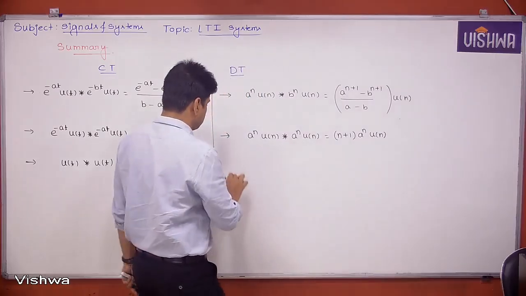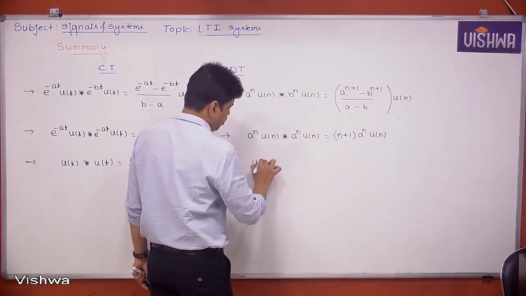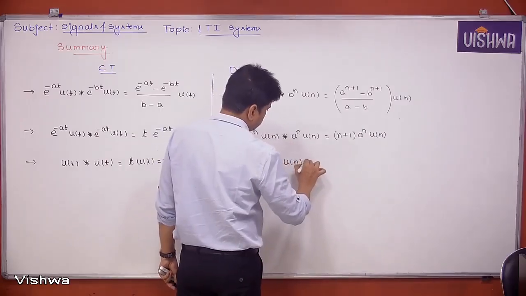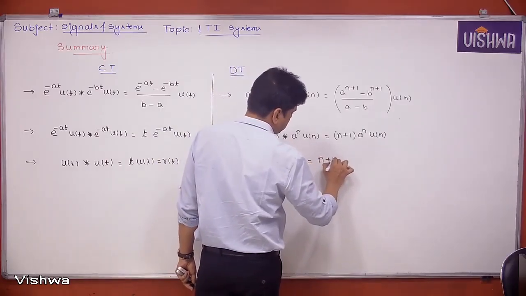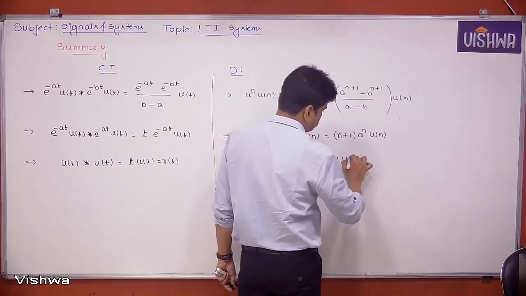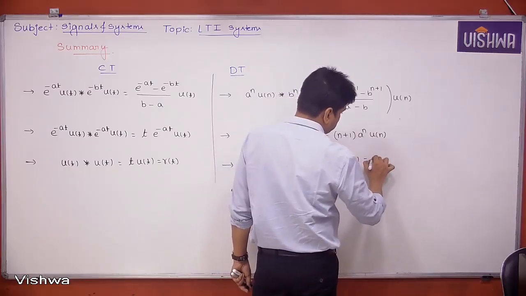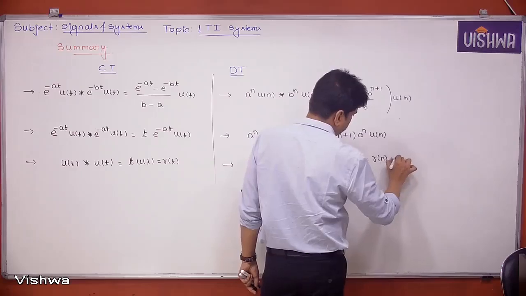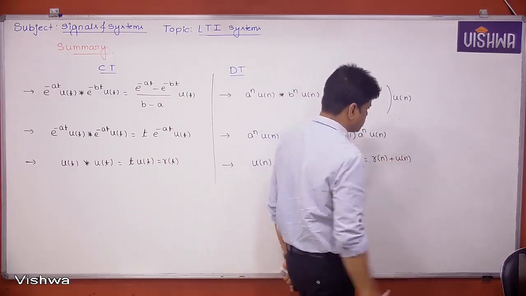Next, what if I take u of n convolution with u of n, which is n plus 1 u of n, that is n u of n plus u of n, that is r of n plus u of n. Okay, take it.